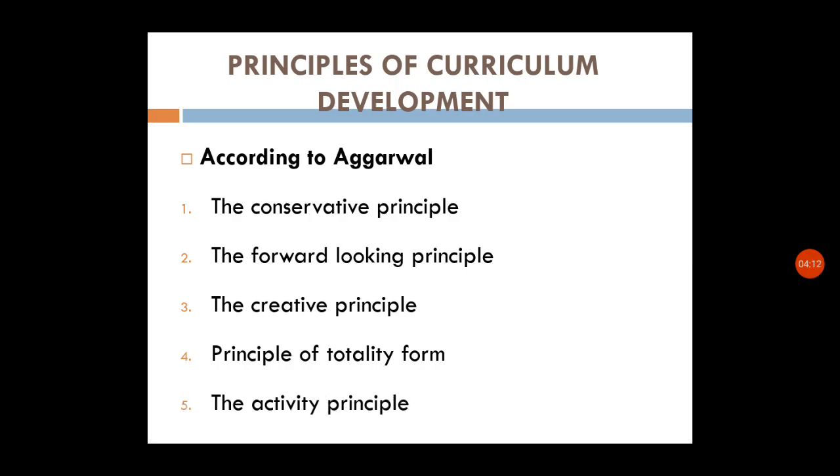The next one is the activity principle. We have to remember that the student should be active throughout the course. Creativity and activities go hand in hand. So we have to provide certain activities to motivate the students, and they should be continuously learning through these activities. Activity and experiences should be given, and they should enrich the curriculum. That is the activity principle.